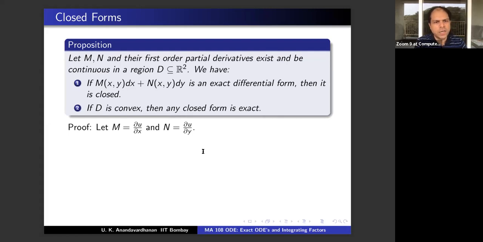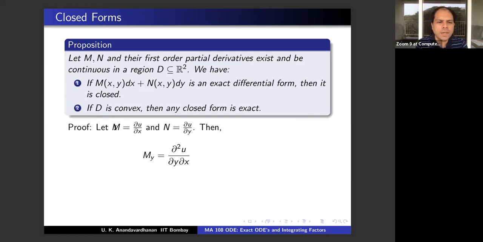You have already seen it in calculus. It is given to be exact. So by definition, there is a U such that M is del u by del x and N is del u by del y. You agree? That is the definition of exact. Therefore, now you're claiming that it is closed. Closed means what? You have to show that M subscript y equals N subscript x.